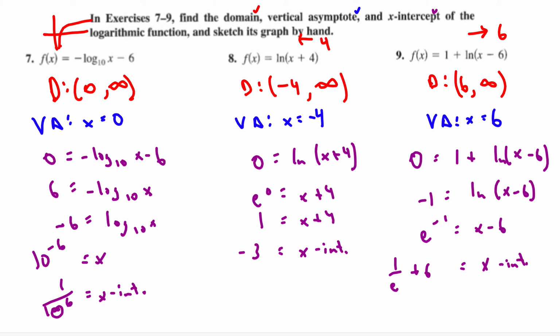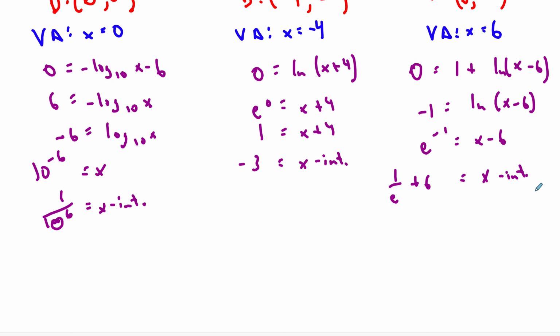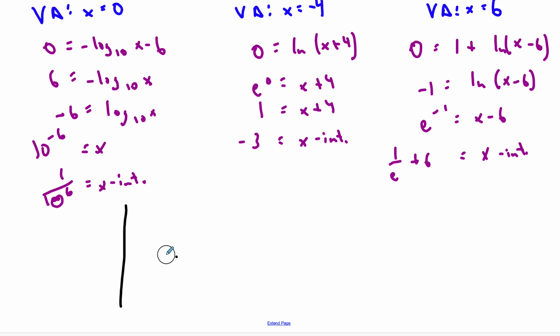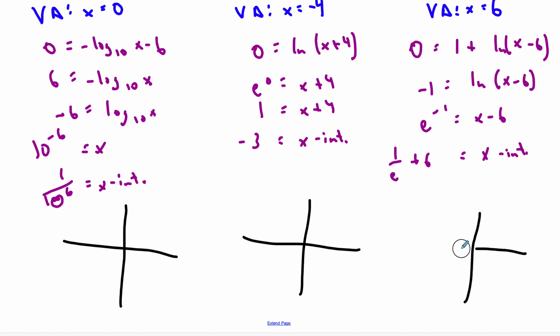Now, sketch the graph by hand. We're going to take all these things, put them together, and make a sketch. We got all our information, so we want to label key points. We need to label the x-intercept, 6 plus a little bit. The vertical asymptote is x equals 6, so the graph is going to level off there and look like that.